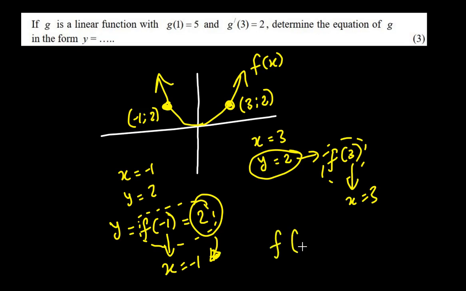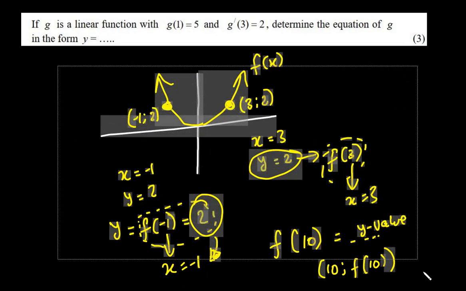If I give you maybe f of 10 there, this means whatever I get here is the y value when x is 10. So as a coordinate I can write it like this: x is 10, and the y value is f of 10. It's very, very important to understand that notation. If you can understand it, believe me, you're going to master calculus effortlessly.